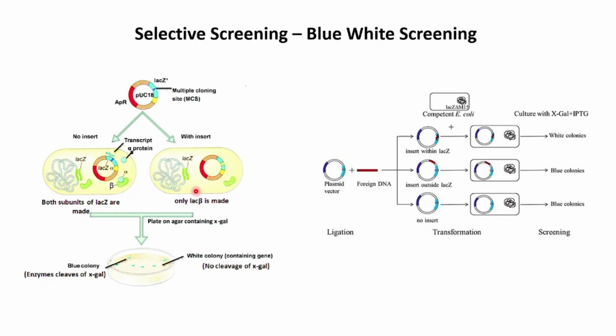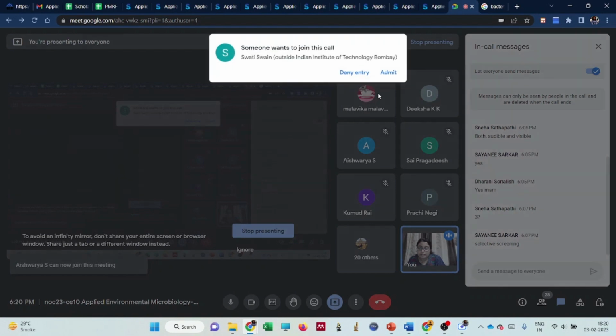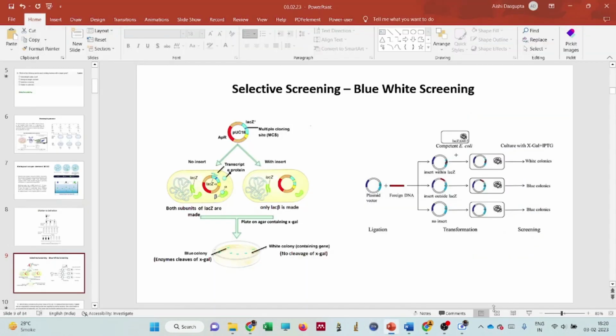In case of the other subunit, that is the beta subunit, it is present in the genomic part of the DNA of the bacteria. So both bacteria will have the genomic DNA. So LacZ beta will still be prepared, but the LacZ alpha sequence is present in the MCS site. So if the gene of interest gets inserted into the MCS site, the MCS site will get interrupted, and LacZ will also get interrupted, and hence we will not see LacZ alpha being made.